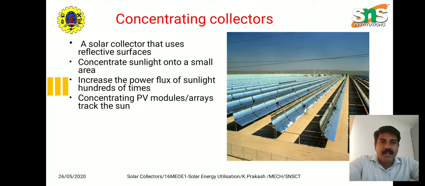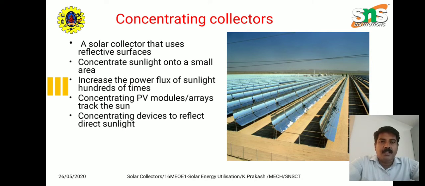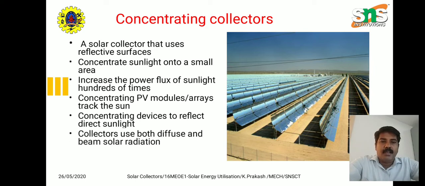As the sun is in a stationary position and the earth is rotating, the solar radiation falling from morning to evening is not constant. So we have to track the whole device where the concentration is higher. Thus we use tracking systems and some devices to diffract the direct sunlight. In this collector we collect both the diffuse and the direct solar radiation.